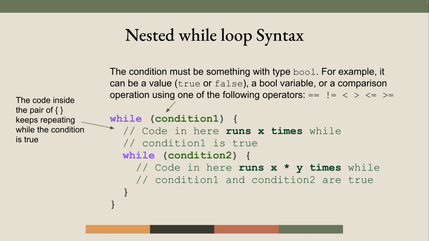It would be x times y times z. Yeah. So every time you have a nested loop, you multiply by how many times it would run. So if we had 3 nested while loops, it would be x times y times z runtime. Okay. Any questions on nested while loops?